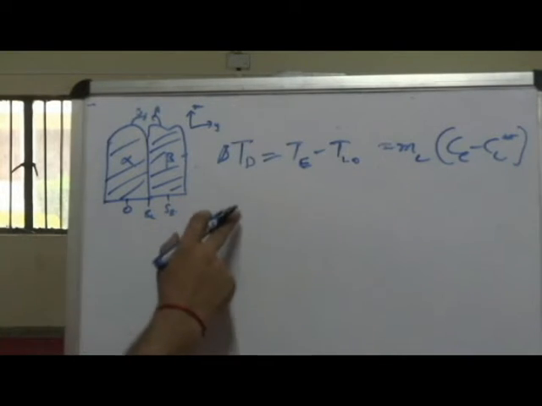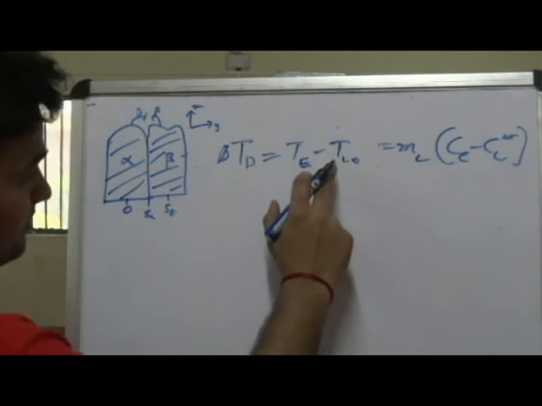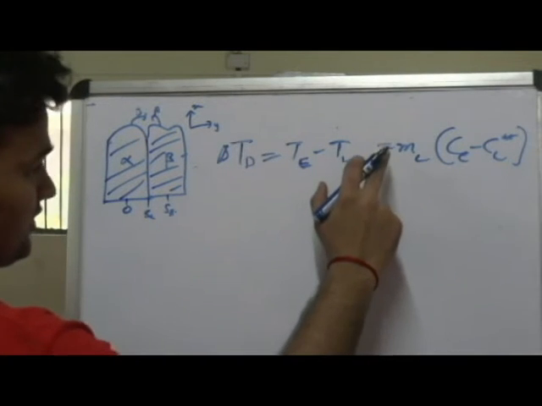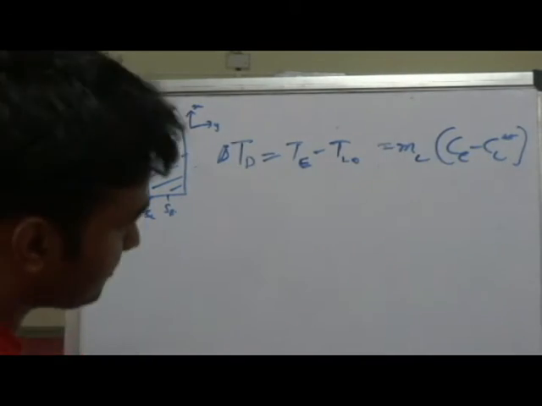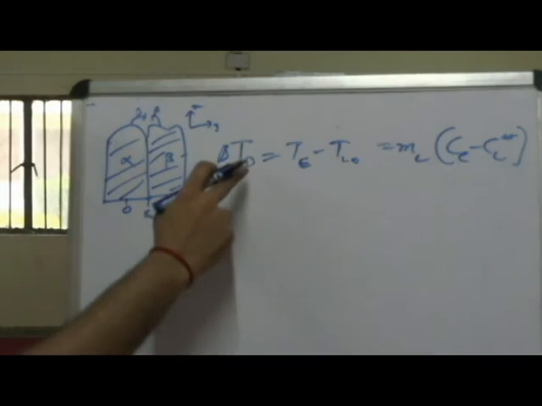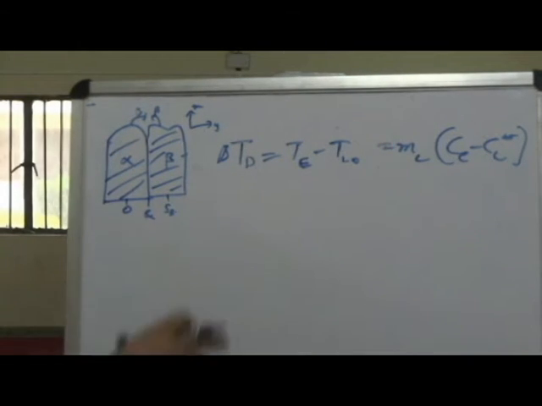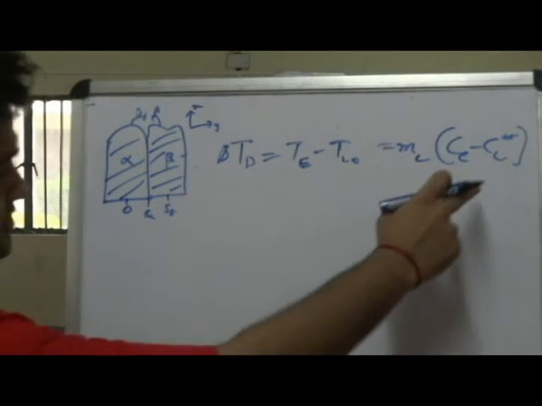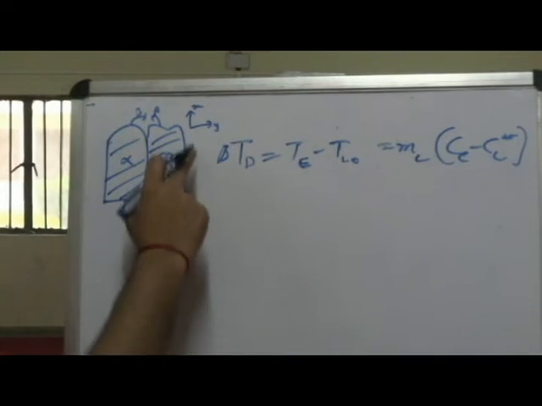The equation is delta T_D = delta T_E - T_L infinity = m_L (C_E - C_L*). Delta T_D is the undercooling due to solute diffusion, T_E is the equilibrium temperature, and m_L is the liquidus slope. C_E is the composition at the eutectic, and C_L* is the composition at a distance y.